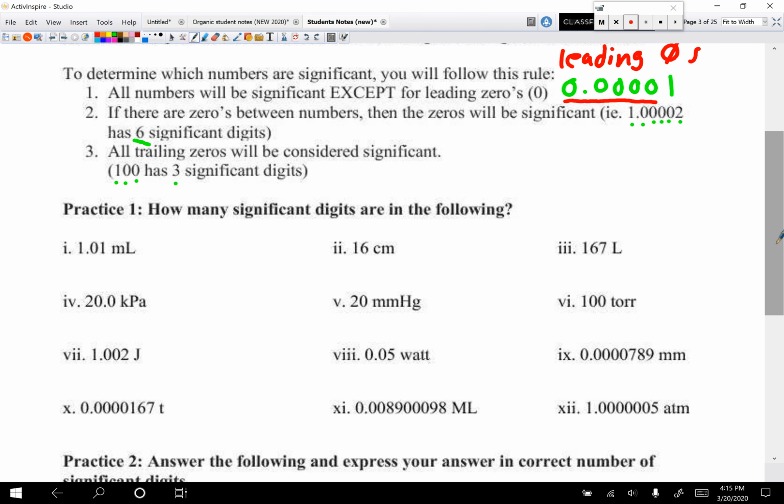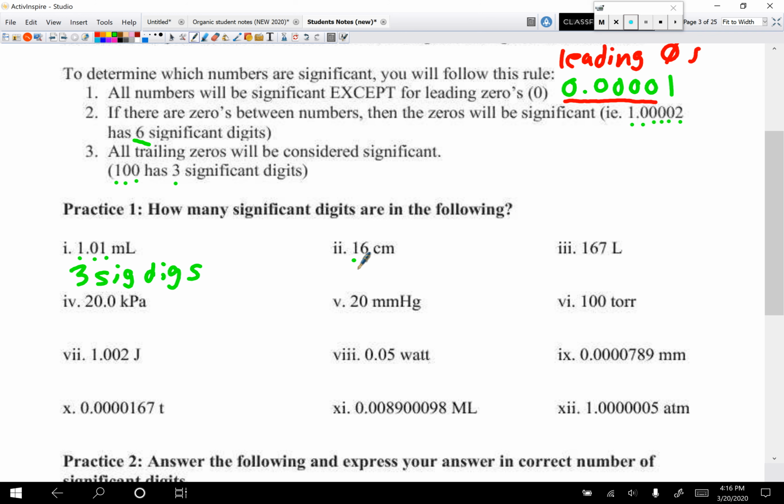So our first example, same thing. When we start going through and counting on which ones are which, you have to look at these rules here just to make sure. We have first one 1.01. Obviously, we don't have any leading zeros. We're looking at number 2. We have zeros in between numbers. Therefore, this one, and this one are all significant. So we have 3 significant digits. So I'm just going to shorthand significant digits to sig digs, just so it's easier to write out than significant digits every single time. All right.